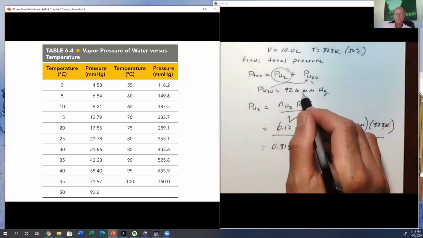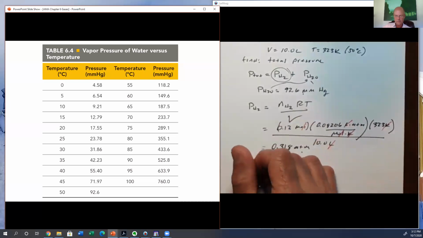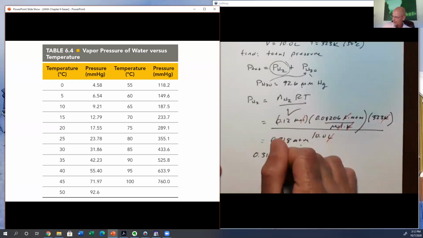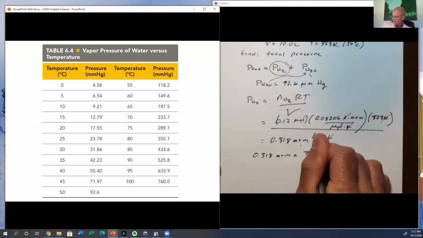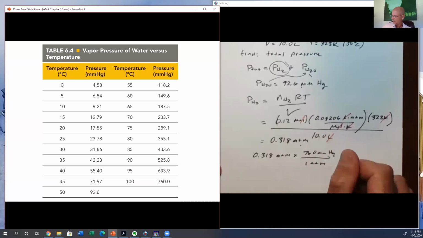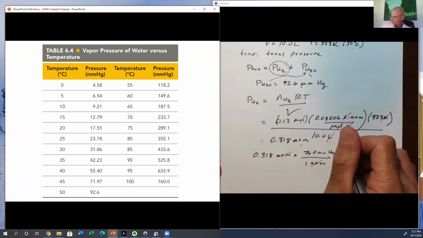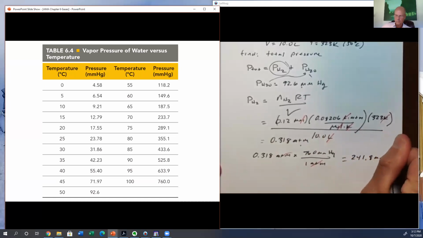Now, we've got to get this to the same units. This is in millimeters of mercury, and this is in atmospheres. So we can just convert that to millimeters of mercury. 0.318 atmospheres times 760 millimeters of mercury per 1 atmosphere. Atmospheres cancel, and I get 241.8 millimeters of mercury.